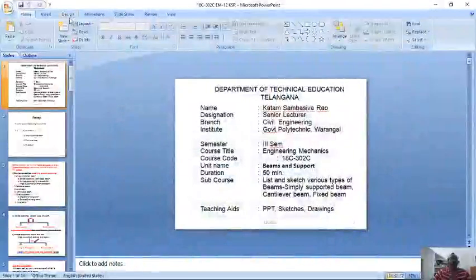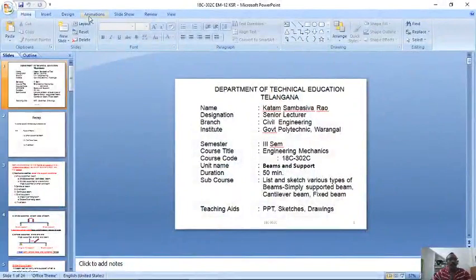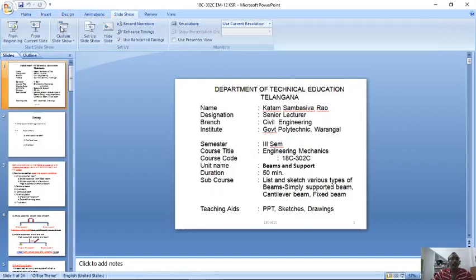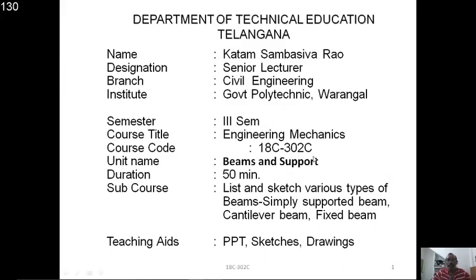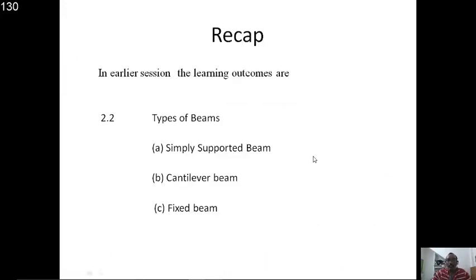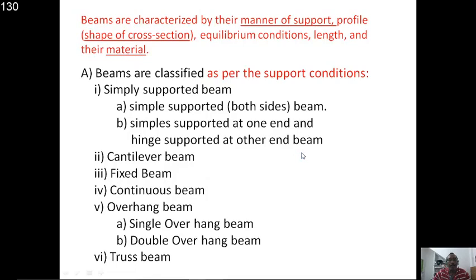Today we are going to learn about a few types of beams. We have already learned about three types of beams, that is simply supported beam, cantilever beam and fixed beam. We have already done those. Today we are going to discuss continuous beams, overhang beams and truss beams.